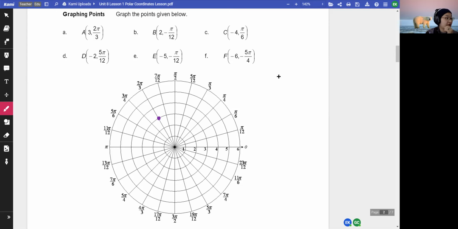So it's at -5. So I go to the -5 circle. And then I go -π/12. So I need to go down. So I go here. Let's see. I haven't seen the point yet. Okay, so the way I think about it is I have a ray at -π/12, and then I go in the opposite direction of that ray 5.